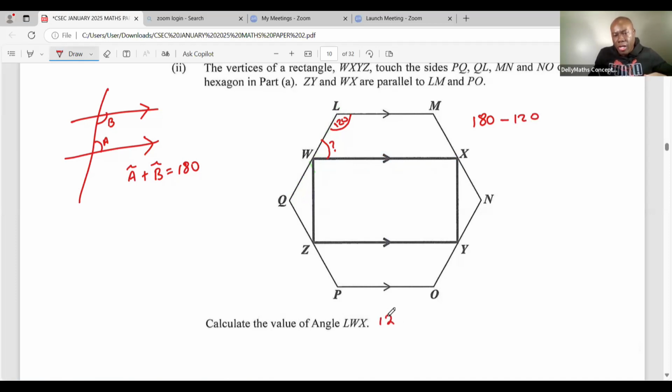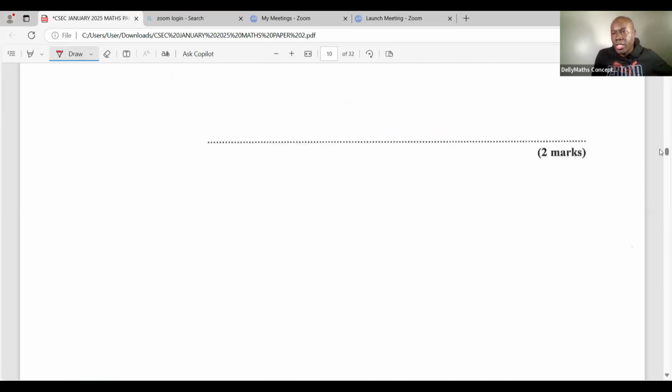Right here, it's going to be 180 minus 120, and we're going to get 60 degrees very quickly and easily by using what we call co-interior angles, because we had two parallel lines and a transversal there. Let's move on to this other question.